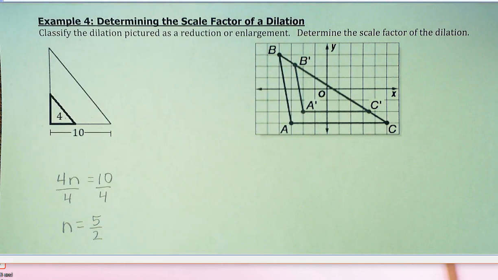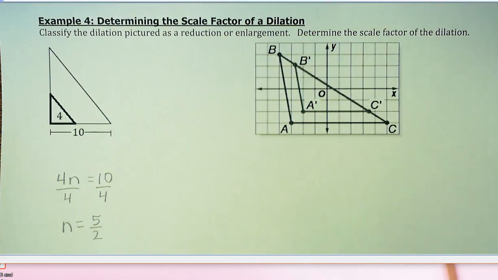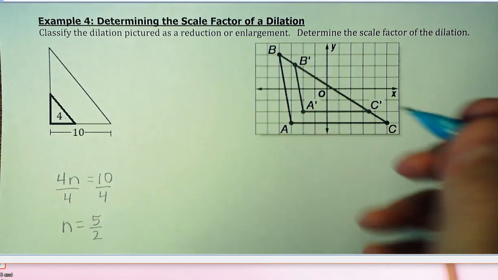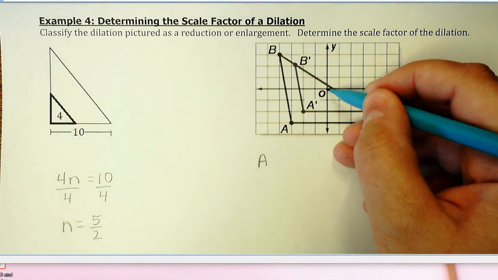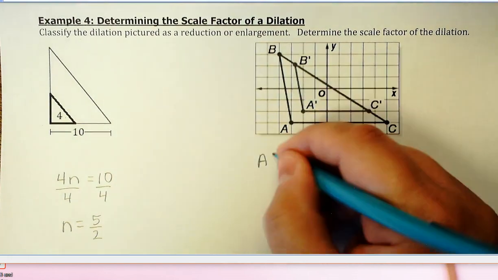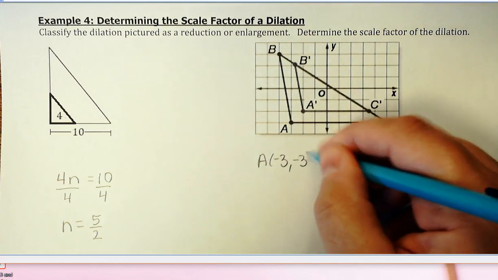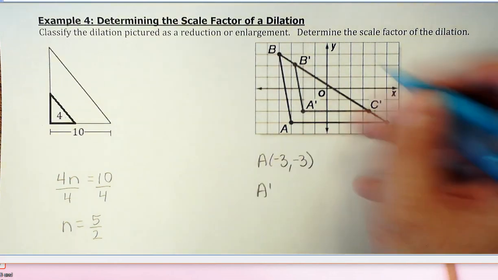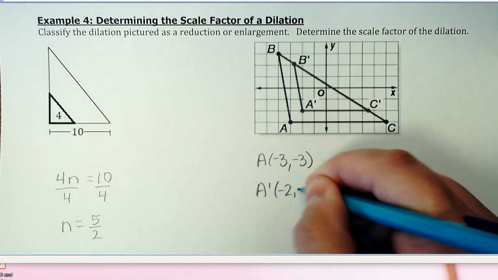Now let's move over to this one. Really, you just need one set of points. You need the image and the pre-image. So for my A here, let me just figure out what this is. We're going 1, 2, 3, so -3, and then also -3. And your A prime here, I'm going 1, 2, 1, 2, -2, -2.